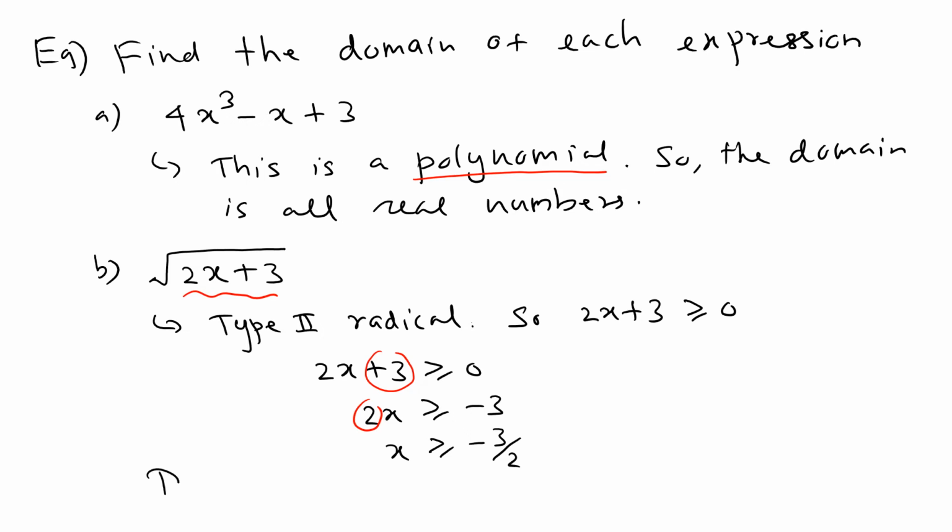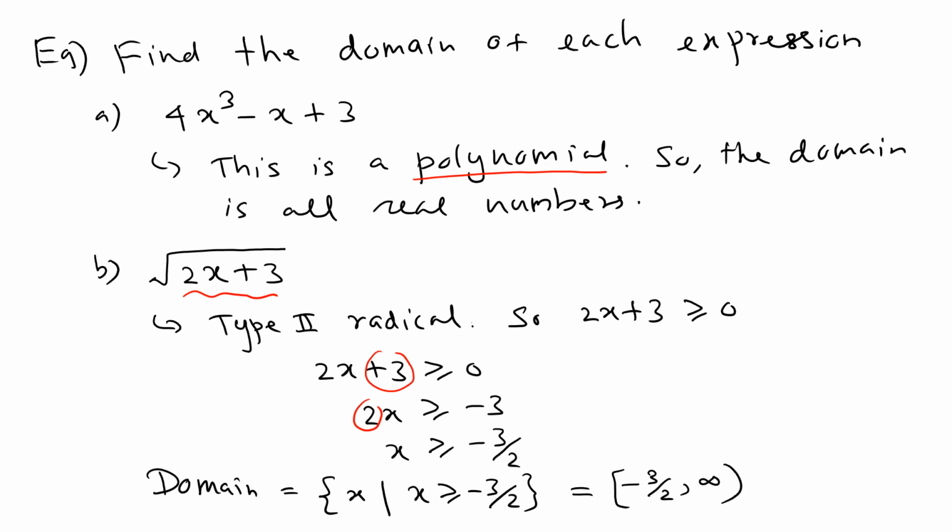So the domain is the set of x such that we copy this result here. That's one way to write it. Sometimes we write the first version, which we normally call set builder notation, or sometimes we go with inequalities, or interval notation. In interval notation, we put the number, and x is bigger, so we go to the larger side, to infinity.